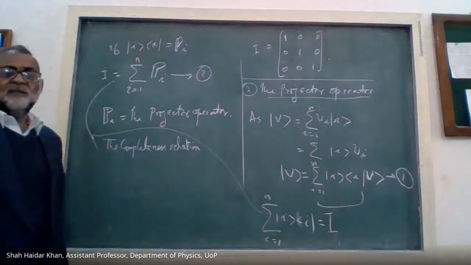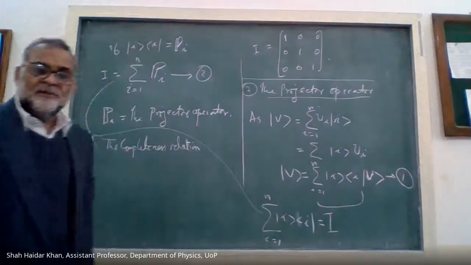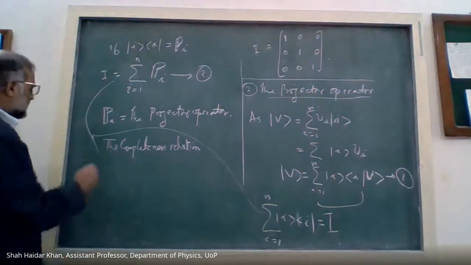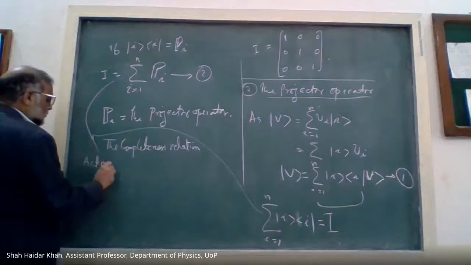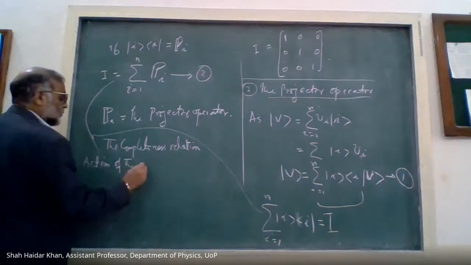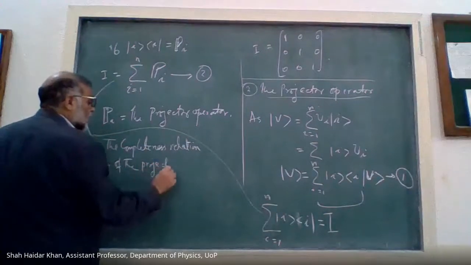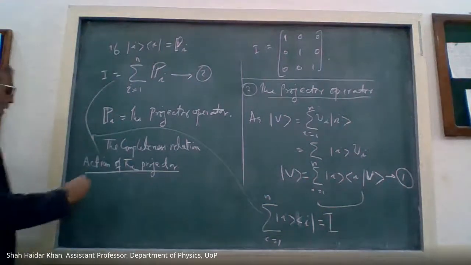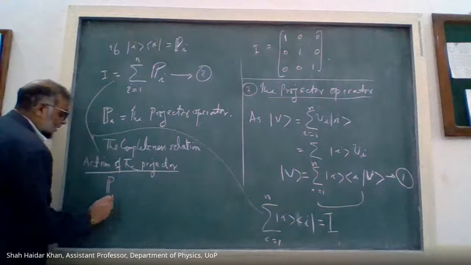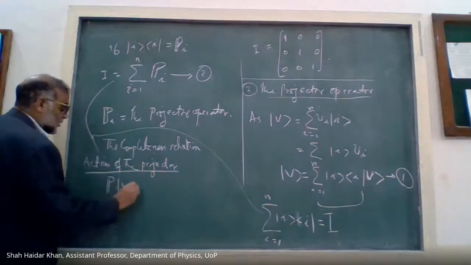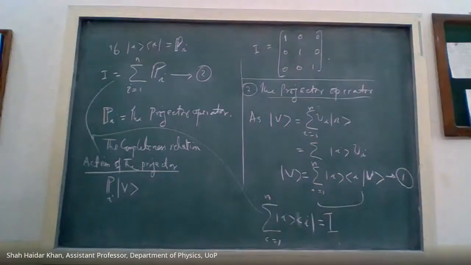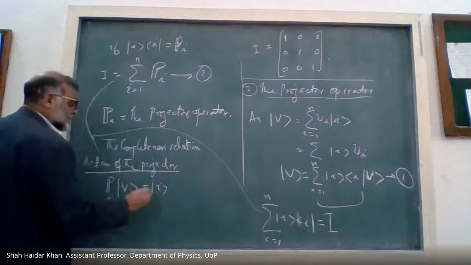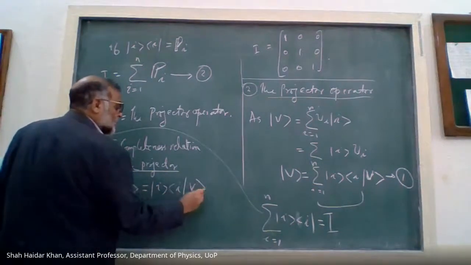So we are discussing the projector operator. We will then find the matrix form of this. What is the action of the projector? We say P_i acts on a ket |v>. It is like this: the projector operator is this thing, |i><i|, acting on |v>.